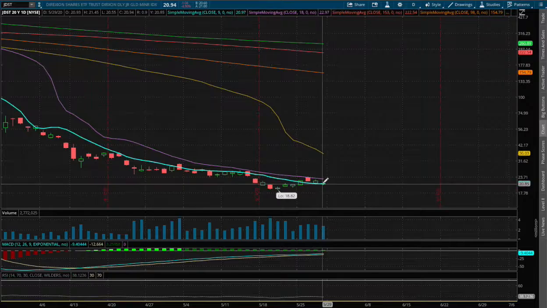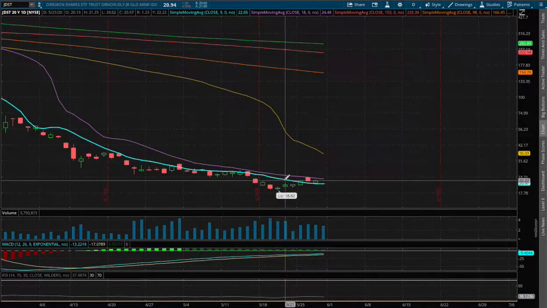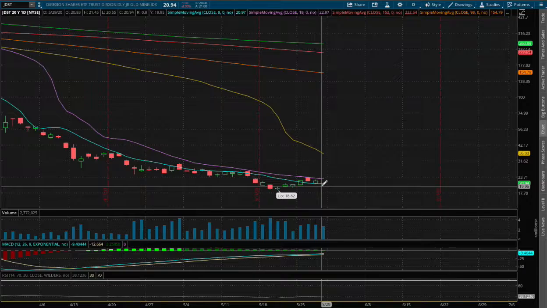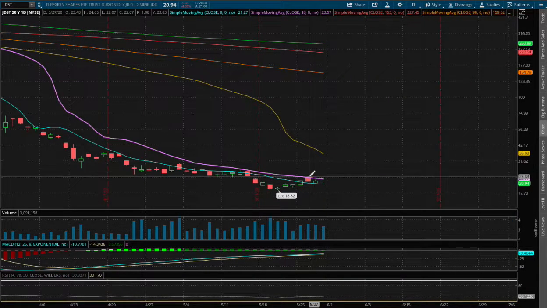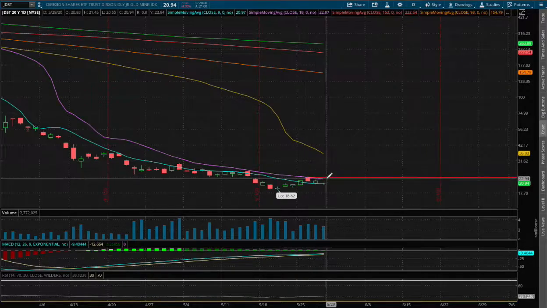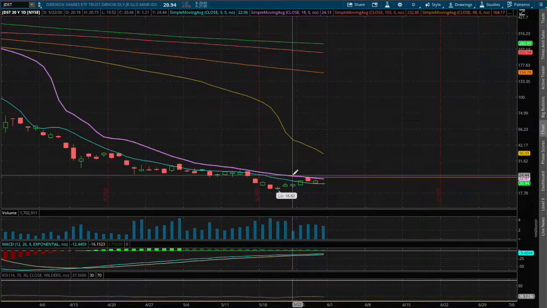So on the daily chart, we see that JDST is resting on the 9-day moving average, this blue line. And if we do manage to reverse higher, we may encounter the same level of resistance that we made back on May 27th, around the price of $23.70, and that coincides with the 18-day moving average.